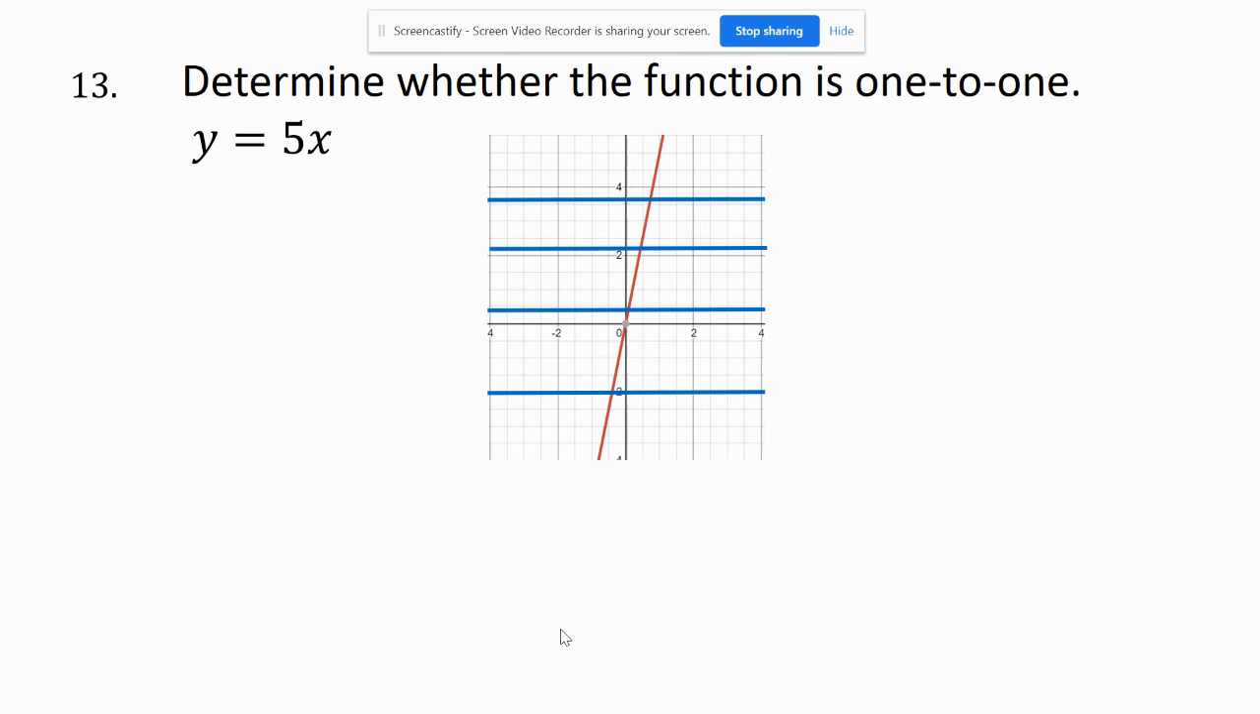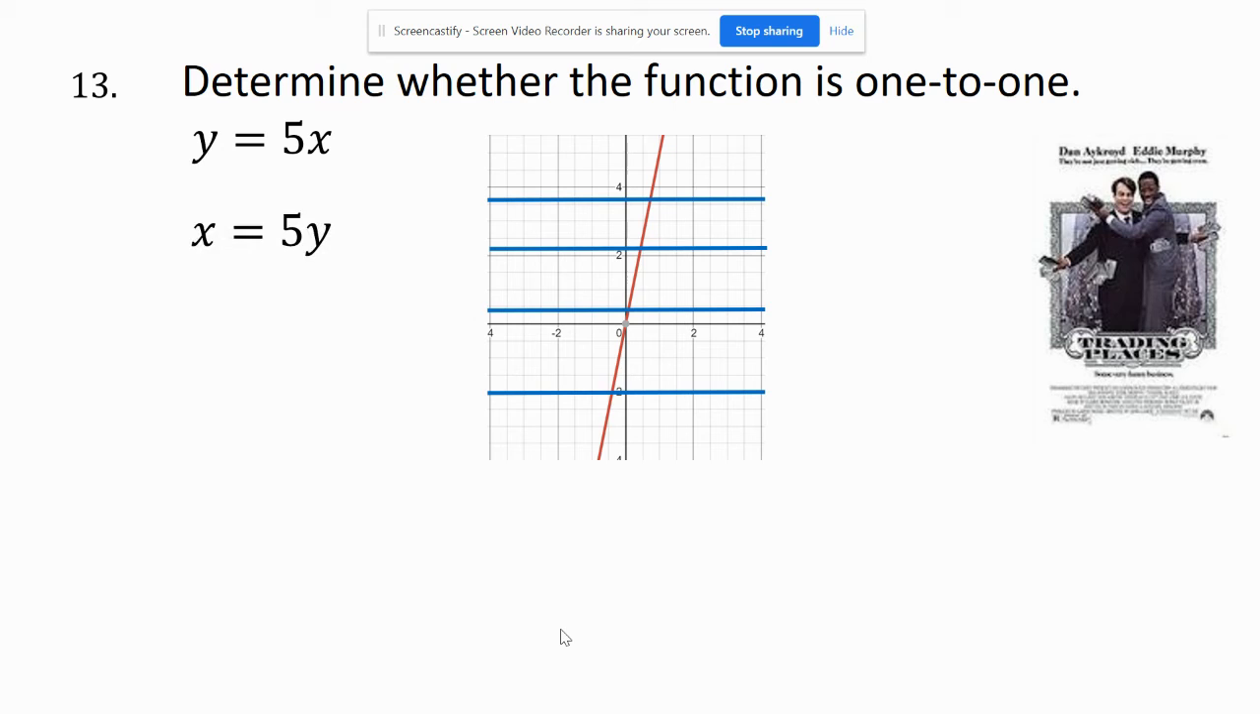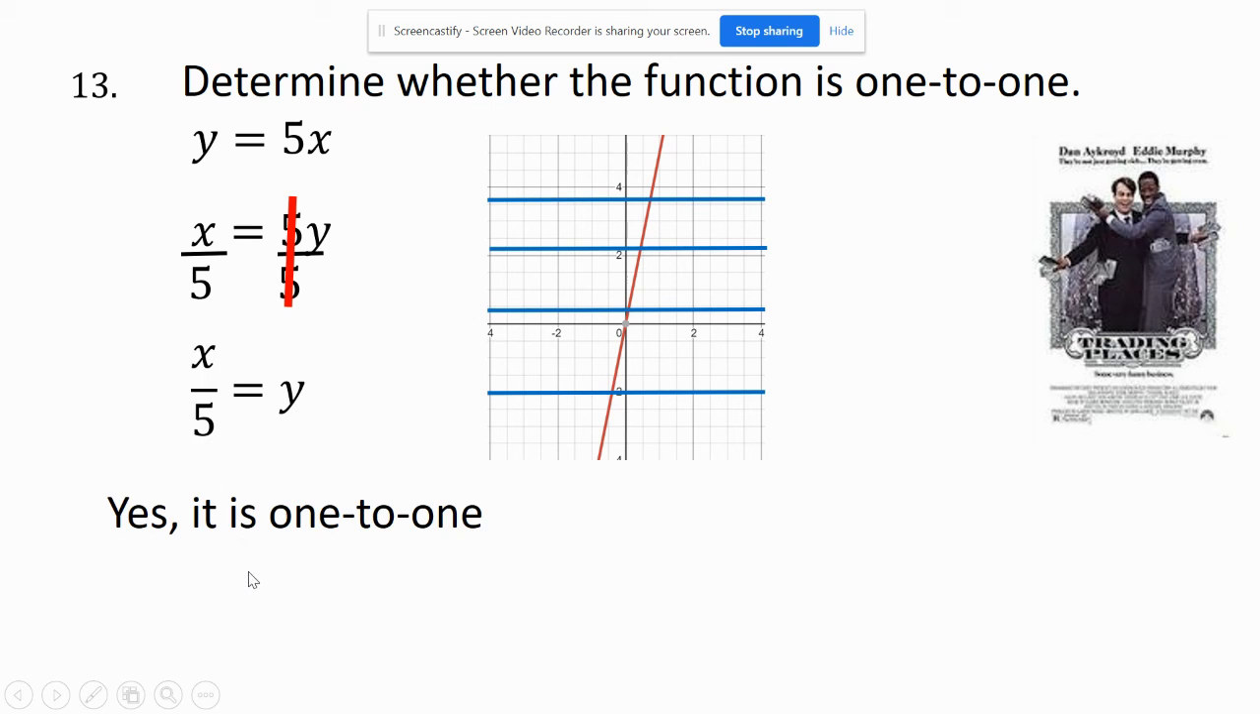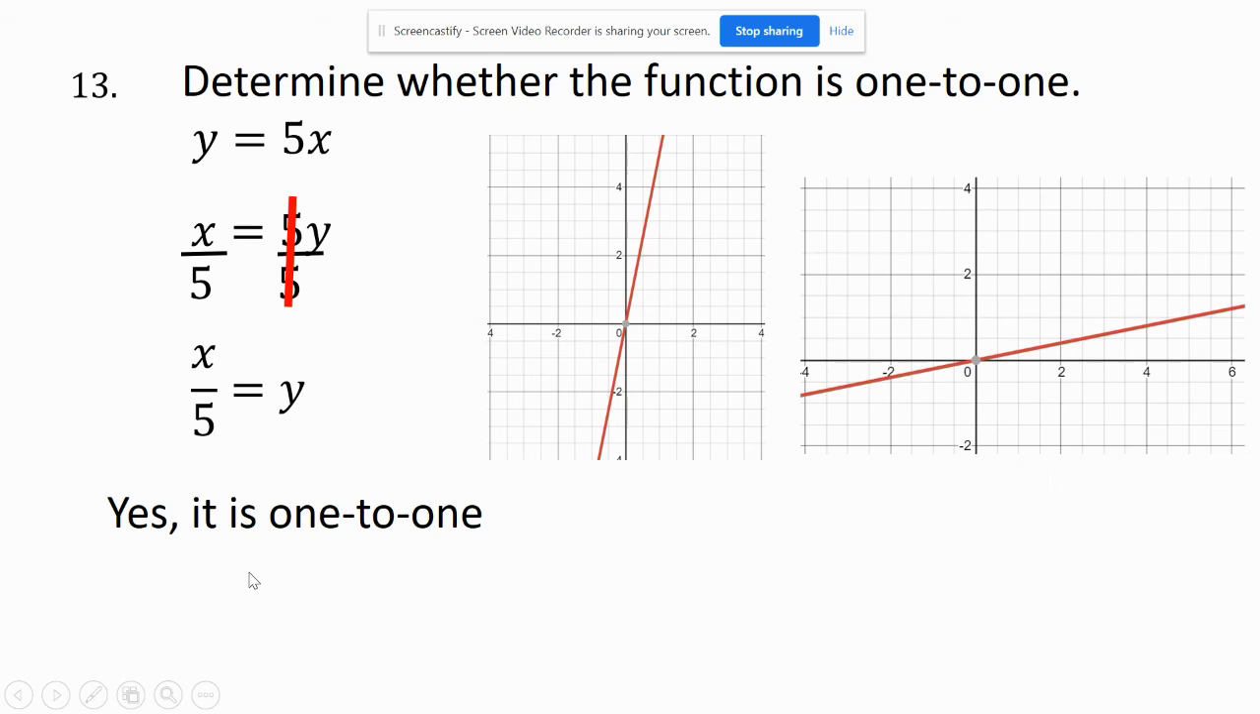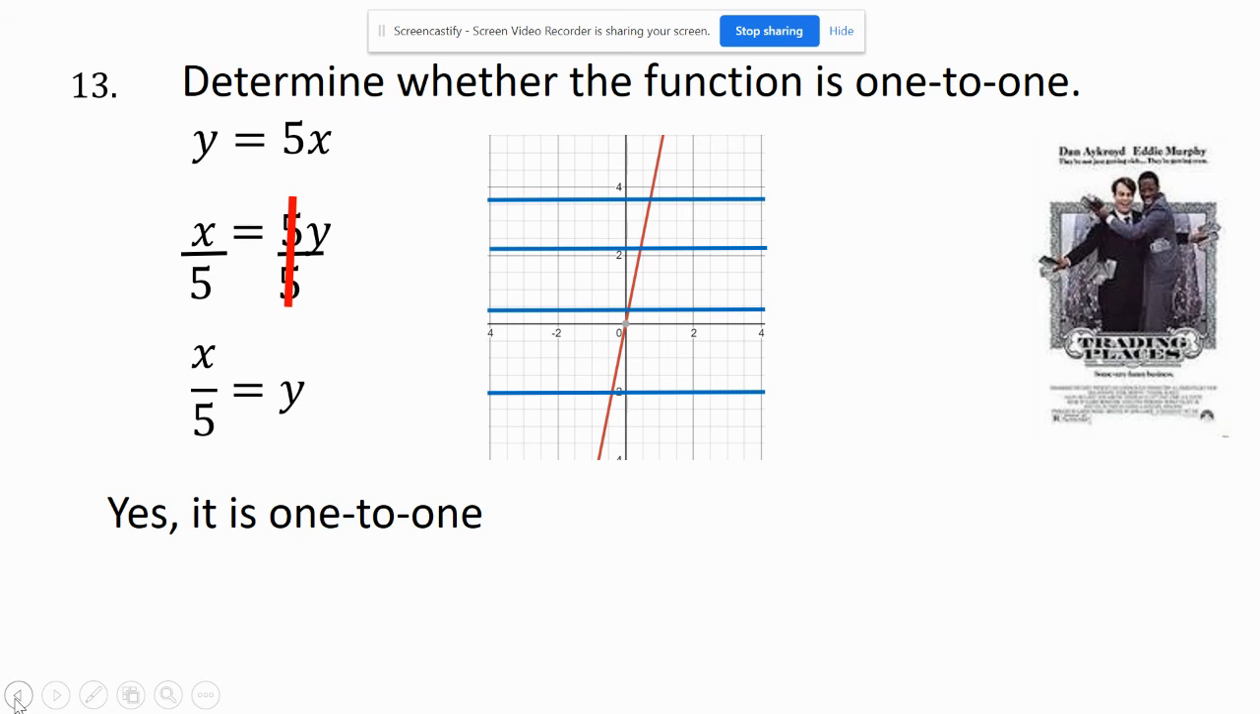So this one is one-to-one, and you can prove it by trading places with the x and y, and solving for y, dividing each side by 5, and that would be the graph, and its particular function would look like that, which would still pass the vertical line test here. That's the reason behind those. If it will pass the vertical and horizontal, it is one-to-one.